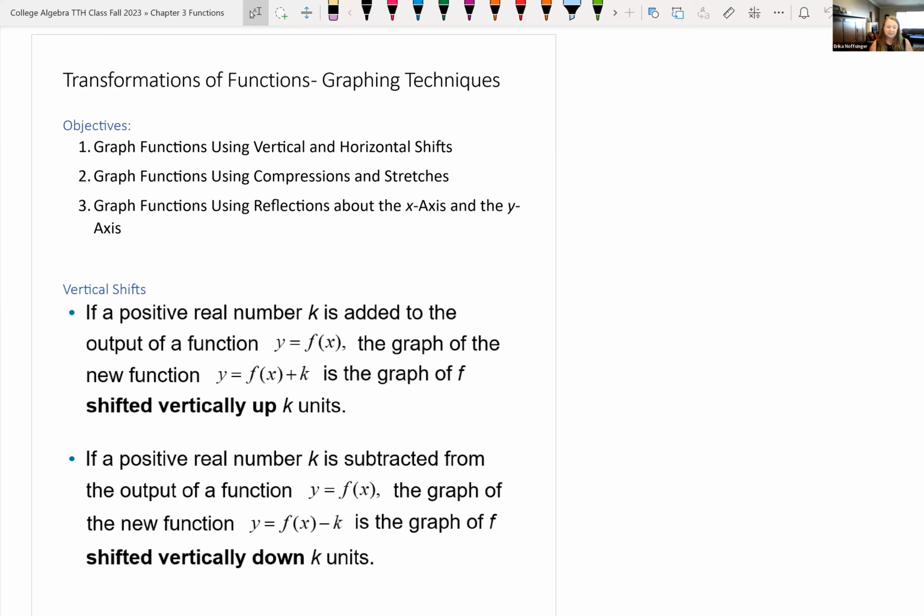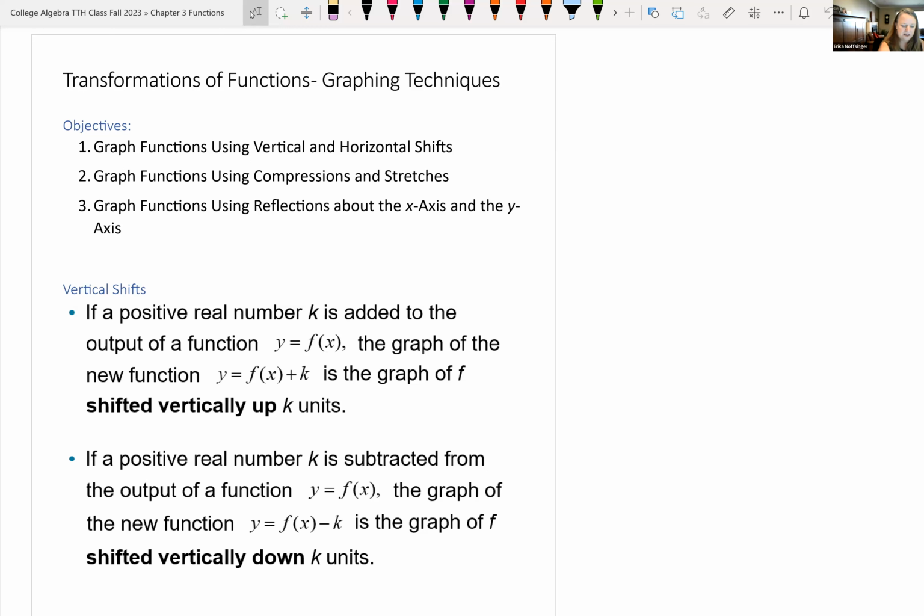And so our objective after we cover the material in this section is that you can graph functions using vertical and horizontal shifts. You can graph functions using compressions and stretches, and you can graph functions using reflections across the x-axis and the y-axis.